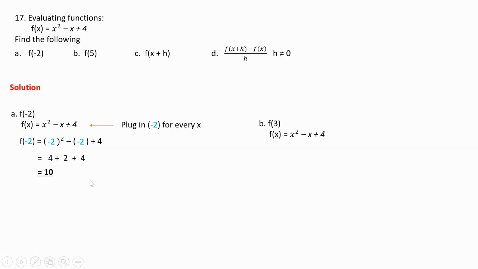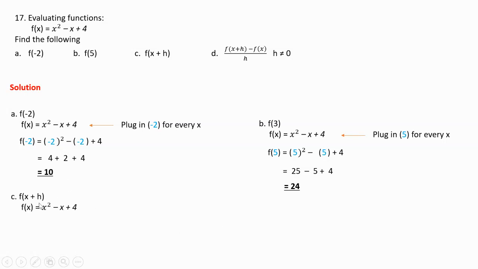Now let's find B. I believe it's supposed to be a 5 here, guys. We're finding f of 5, not 3. So I made a mistake there. Let's find f of 5. We're going to plug in 5 where the x's are. So it's going to be 5 squared minus 5 plus 4. So we get 25 minus 5 plus 4, which gives us 24. So f of 5 is 24. And I repeat, I made a mistake here. Instead of a 5, I put a 3. My bad.